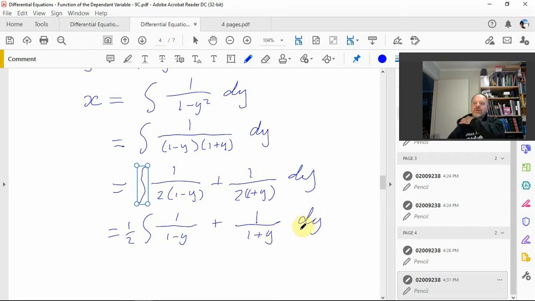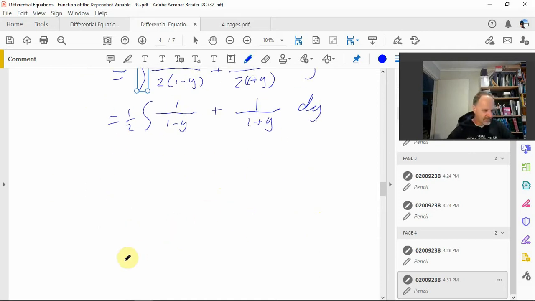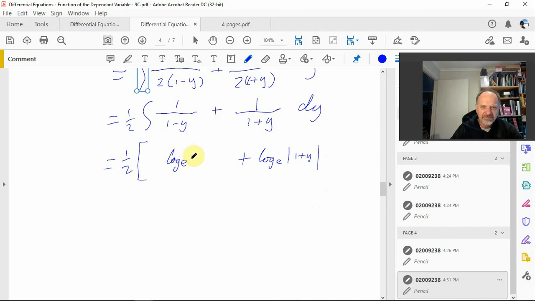And so now, like in the previous example, this is looking like we've got logs. So, which of course we have. So when I anti-differentiate this one over here, plus log to the base e of the magnitude of 1 plus y. And over here, log to the base e of the magnitude of 1 minus y.